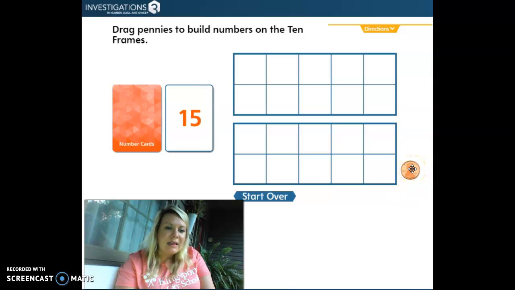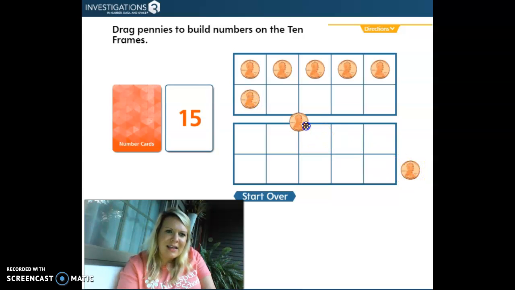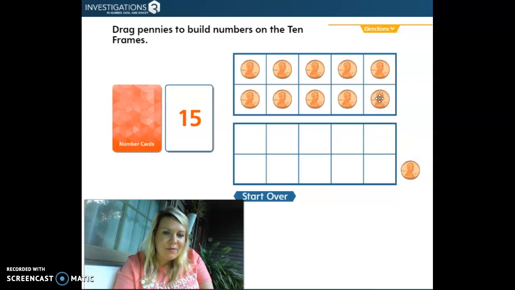Okay, we're going to build this number. We're going to take our pennies and fill up our 10 frame, because it's going to be more than 10. So we're going to have one 10 frame that we're going to fill up. Let's count. 1, 2, 3, 4, 5. Sorry for all the dogs barking. 6, 7, 8, 9, 10. Hey, we filled up a 10 frame. Have we gotten to the number 15 yet? We haven't gotten to the number 15.